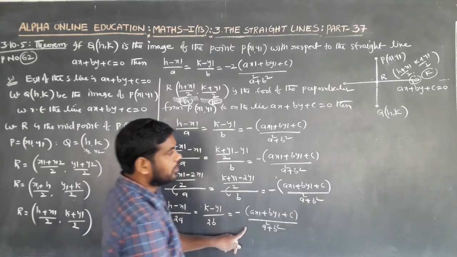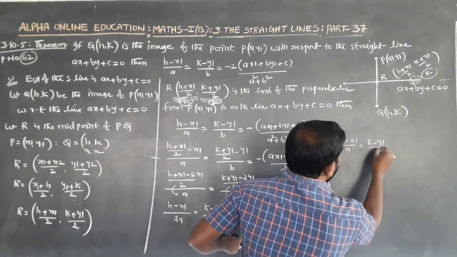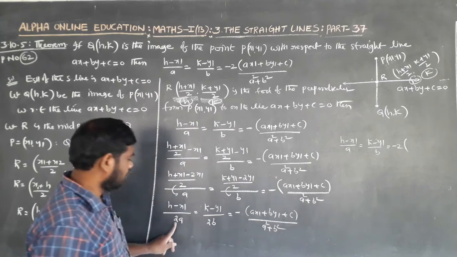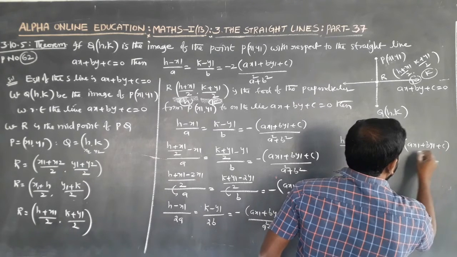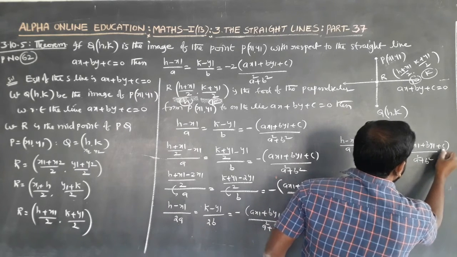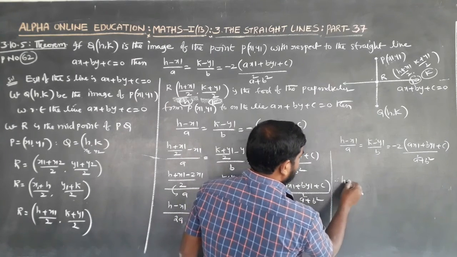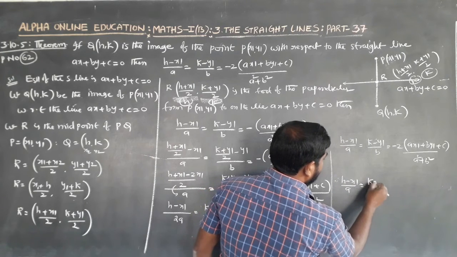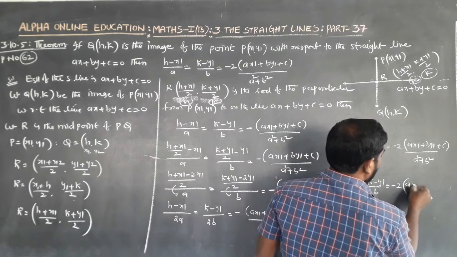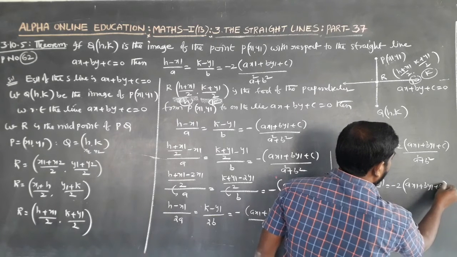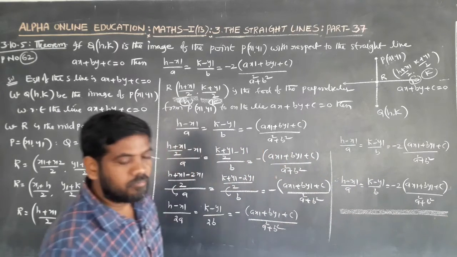Here take into right side. h minus x1 by a is equal to k minus y1 by b equal to, here take into right side, minus 2 into (ax1 plus by1 plus c) by (a square plus b square) is the image theorem.